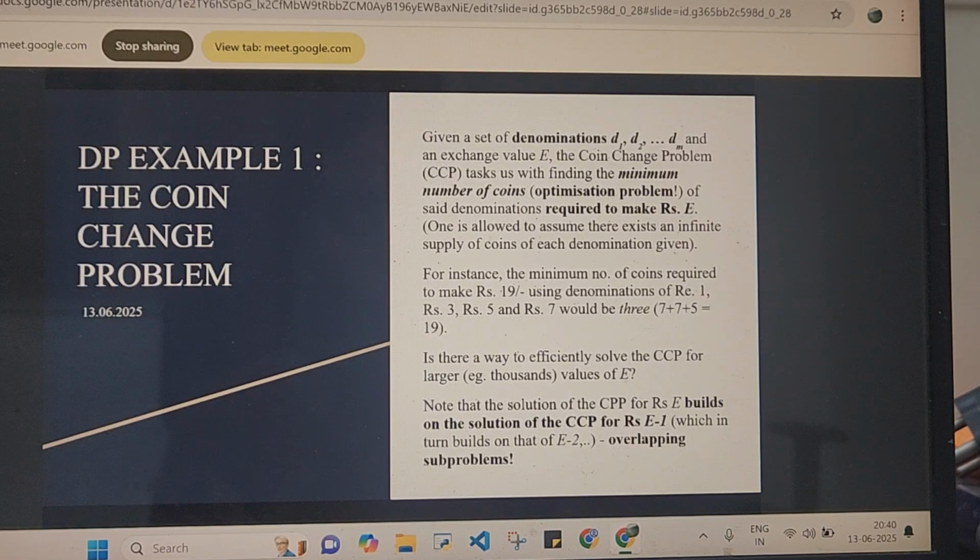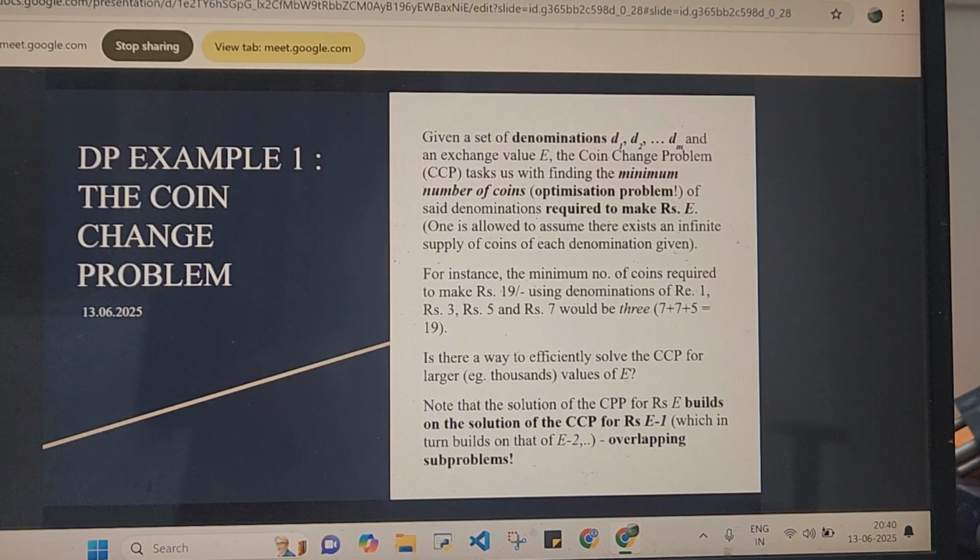So what the coin change problem asks us to do is, you have a bunch of denominations, you have infinite supply of coins of each denomination, and you have a target amount which we call the exchange value. So you have to pay money equal to the exchange value using as few coins as possible, and the problem asks you to find what are the minimum number of coins required. So that is the statement of the coin change problem.